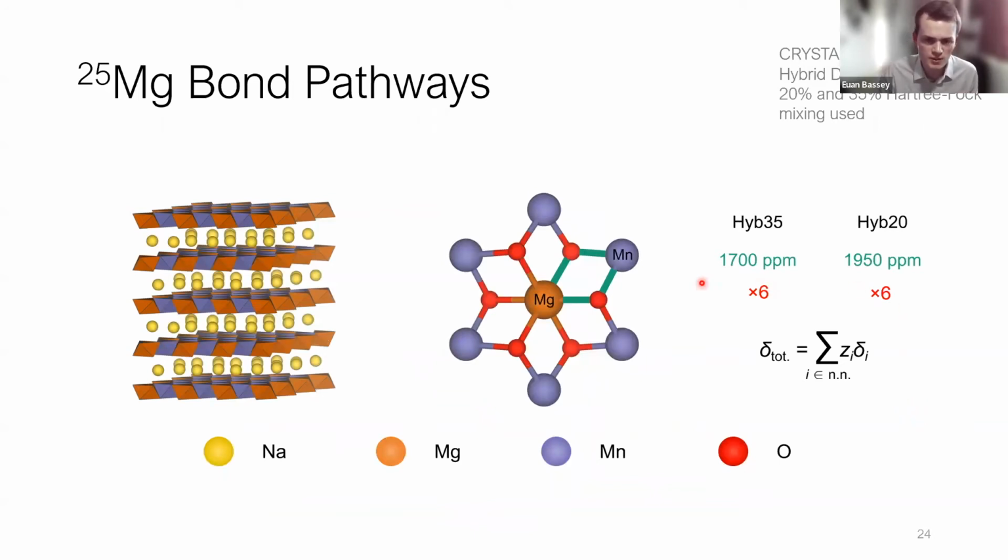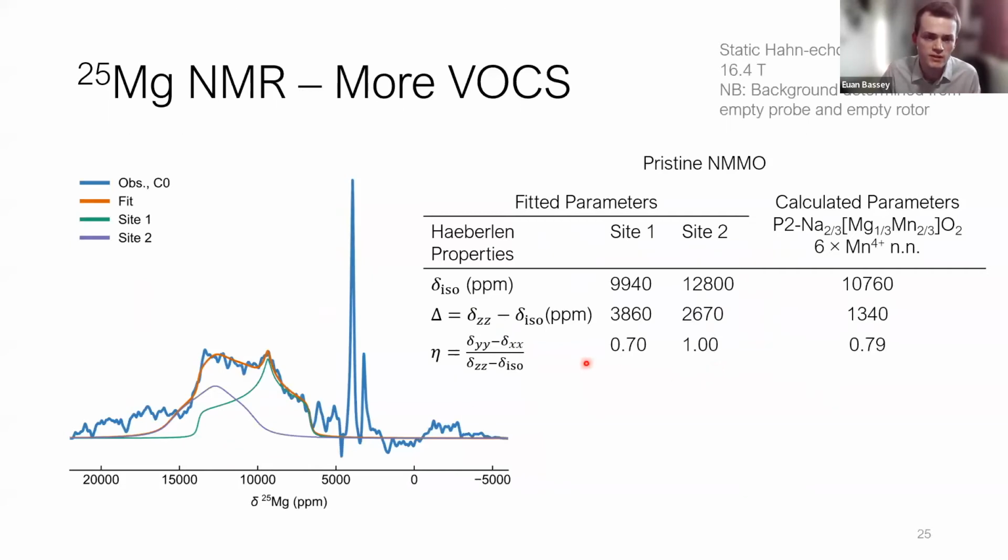These are the calculated bond pathways. A single manganese 4+ has an influence on the magnesium of around 1700 to 1950 ppm. Again, this range is given by previous success in the group where we've looked at a range of hybrids. If we multiply it by 6 to account for the 6 manganese 4+, we end up with the total shift. And if we go away and do some fitting, again on just the static spectrum, we can see we get 2 sites out.